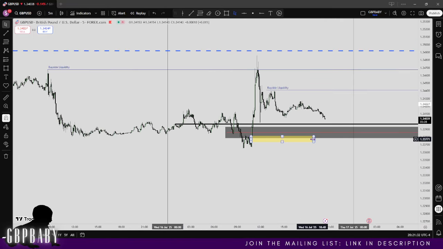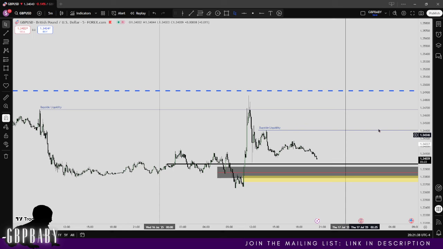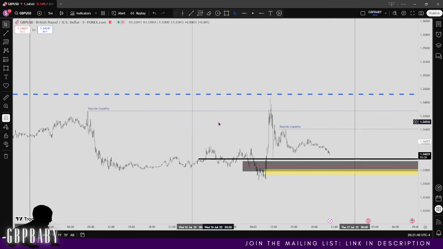But this is what we call a breakaway gap, as in I don't want to see price touch it. That would be a really nice setup for me, and I'd be happy with that. So that's going to be everything on pound. I hope that all makes sense.